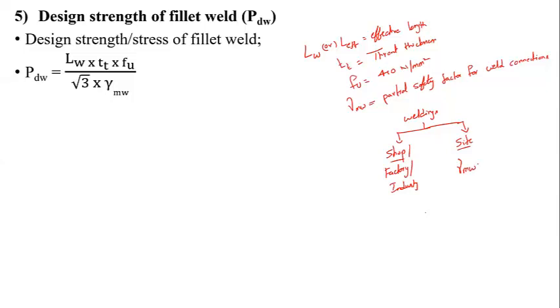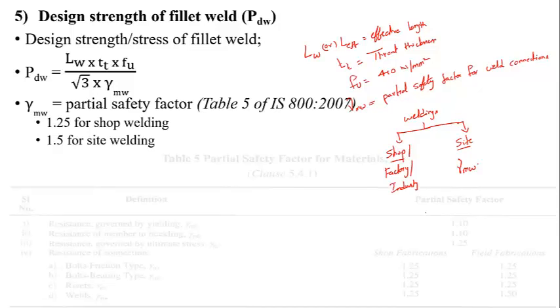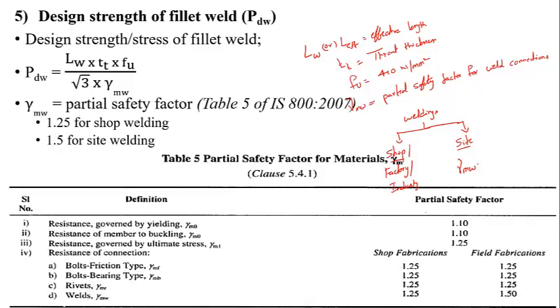So let's look at this factor. Gamma MW is the partial safety factor, and this value is available in table 5 of IS 800/2007. I'll show you the table as well. Before showing, 1.25 is the value of gamma MW for shop welding, and 1.5 is the value of gamma MW for site welding. Remember, 1.25 is for shop welding and 1.5 is for site welding. I'll show you table 5 as well. This is table 5 which is available in the IS 800/2007. You can refer to the table.